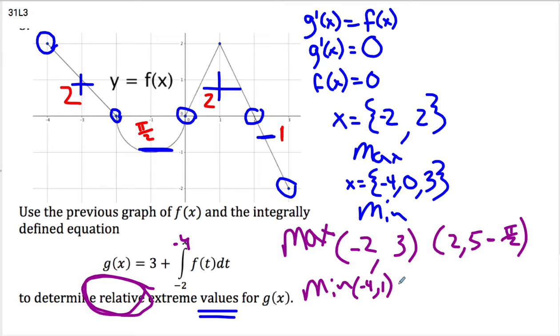The next min will be right here at 0. If I throw 0 in here, it'll be 3 plus this, which is -pi over 2. So the other minimum is at (0, 3 minus pi over 2).